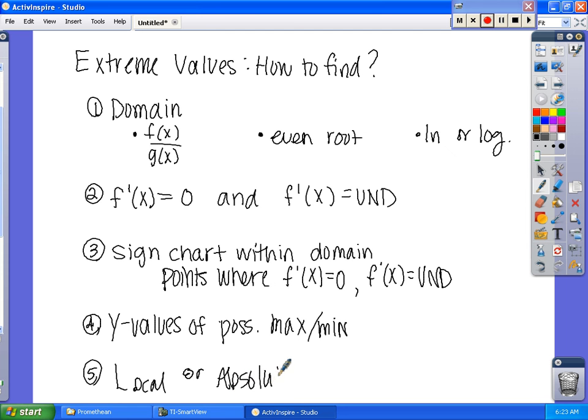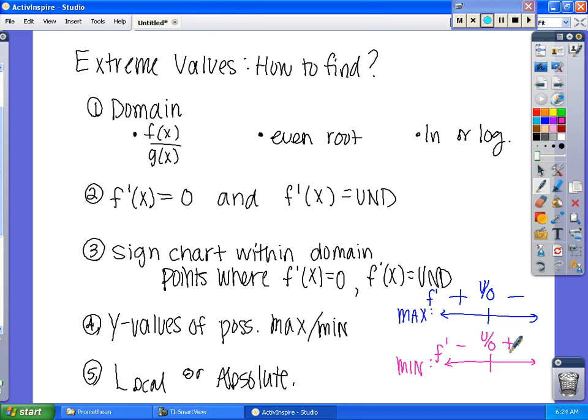Things that we might want to remember: what does the sign chart look like for a max? That would be where you have an undefined or 0 slope, so this is for f prime, and your maxes will always change from positive to negative. Your minimums, though, will change, same thing, undefined or 0 slope, from negative to positive. We can also talk about endpoints, and we'll do that if we end up coming across some endpoints.